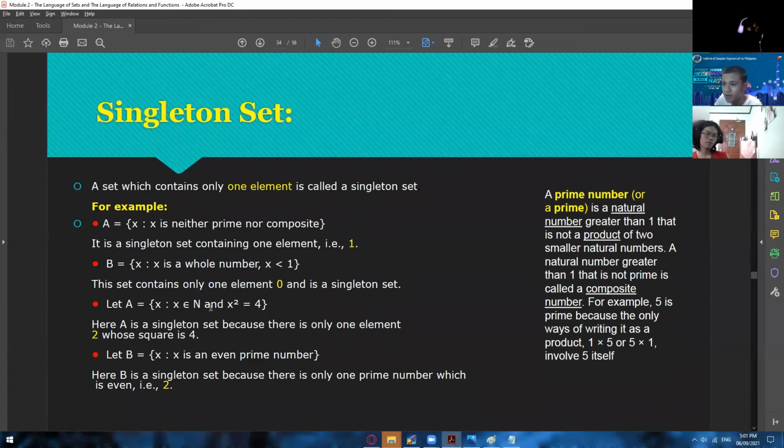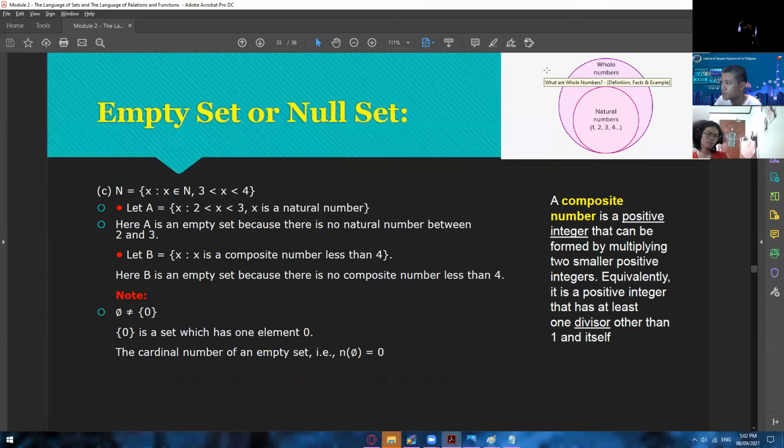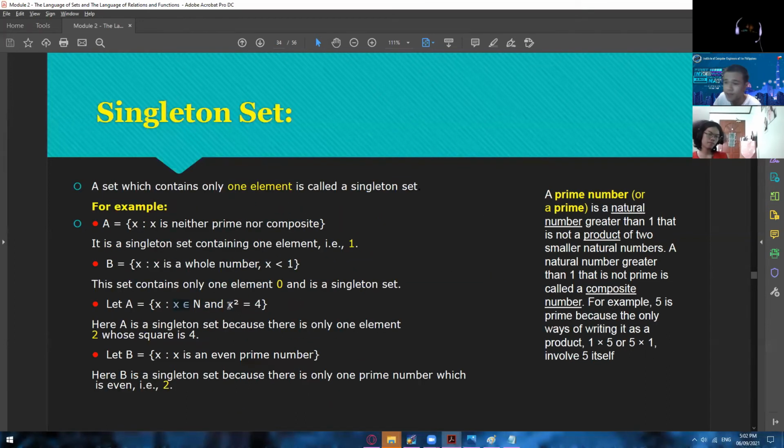And then for the third one, we have here x is an element of N and x squared is equal to 4. So in here, we now have two conditions. Okay, so the first condition is x is a natural number. So what are those natural numbers? So we have 1 and above. And then we have another condition wherein x squared is equal to 4. So we must meet two conditions for us to be able to say that it is an element of that certain set or that set A.